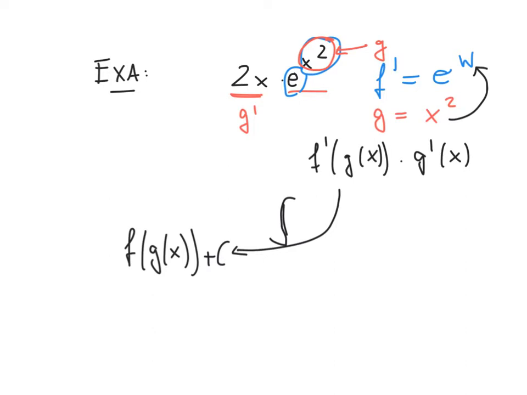So in our case, the whole thing would be just e to the x squared. So the antiderivative of f prime is again e to the w. Now, once we have that, we just need to plug in g of x again. g of x is x squared, so just plug it in. That's our solution.